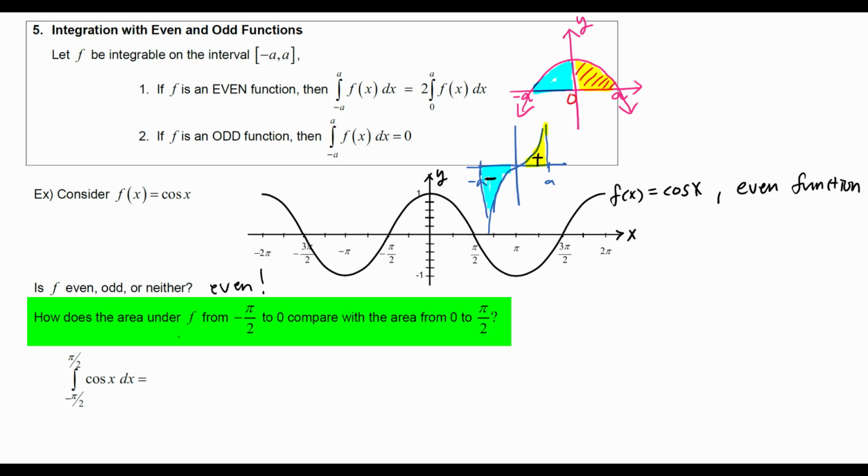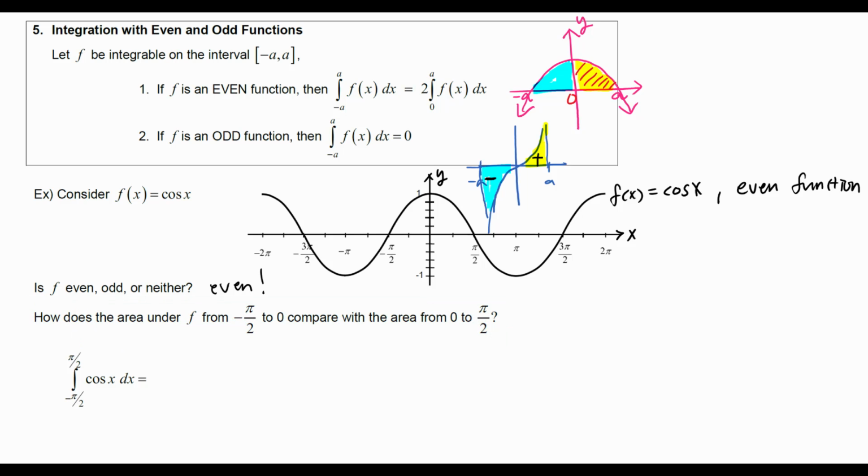And then how does the area under f from negative pi over 2 to 0 compare to the area from 0 to pi over 2? Well, this is an even function, so the area from negative pi over 2 to pi over 2 is this, and the area from 0 to pi over 2 is this. So how are their areas? They're the same, right? So then, how are we going to calculate the integral of negative pi over 2 to pi over 2 of cosine x dx?